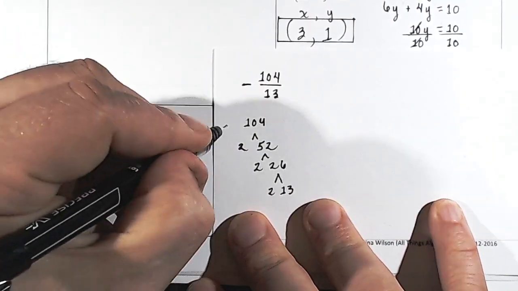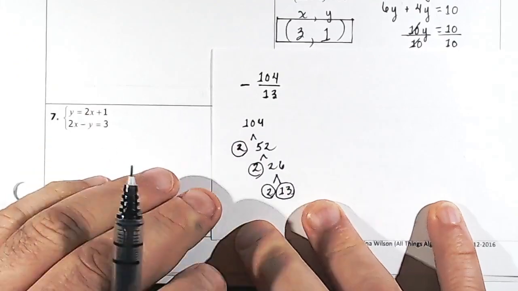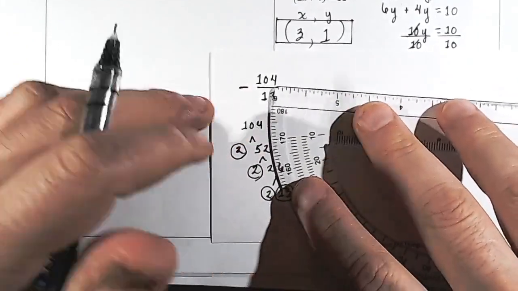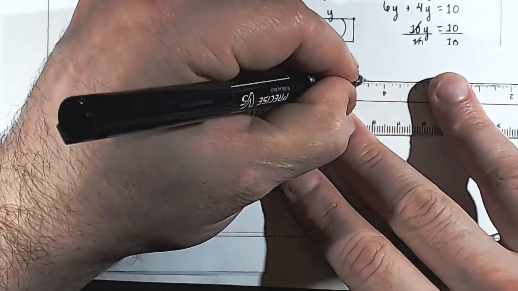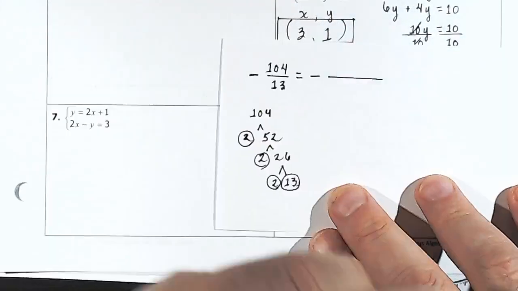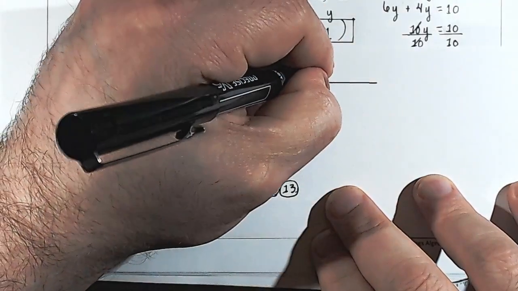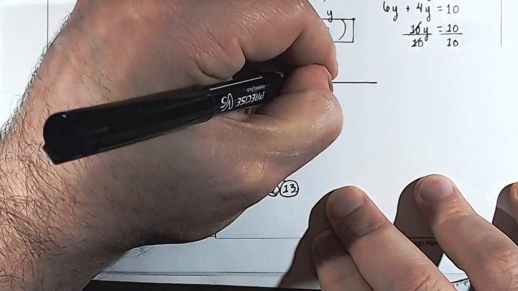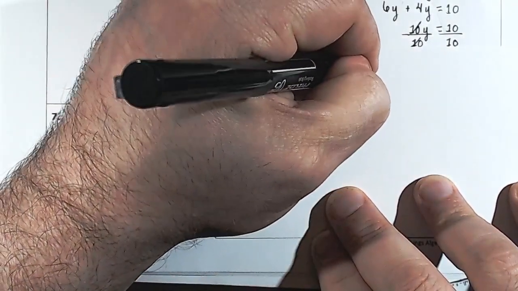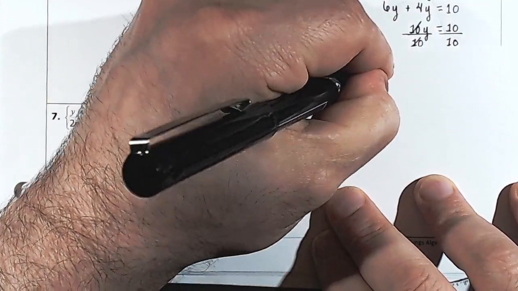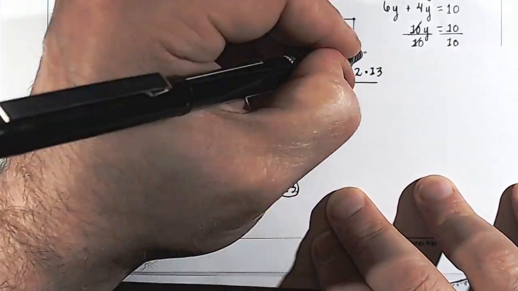Now let me show you why we did all this. These are now all prime numbers. We can rewrite the numerator like this. So this whole thing is going to be equal to negative, and I'm going to do a fraction bar like this. This is pretty cool, what I'm about to show you. Instead of writing 104, I'm going to write 2 times 2 times 2 times 13, because we know that all multiplies together to be 104. And on the bottom, I'm going to write 13.